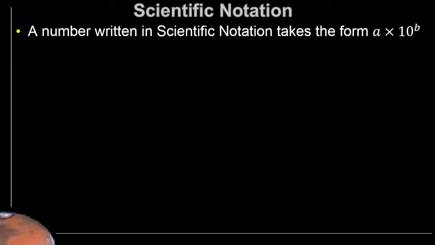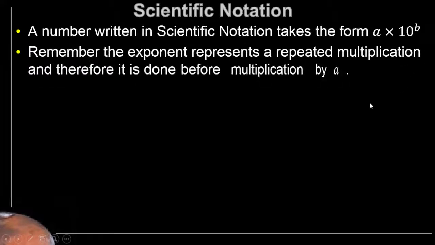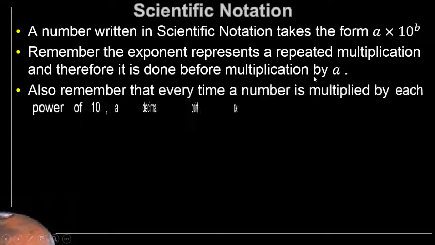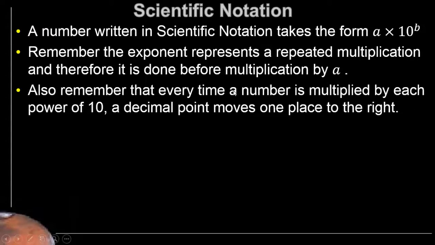A number written in scientific notation takes the form A × 10^B. Remember, the exponent represents a repeated multiplication, and therefore it is done before the multiplication by A. Also remember that every time a number is multiplied by each power of 10, the decimal point moves one place to the right.